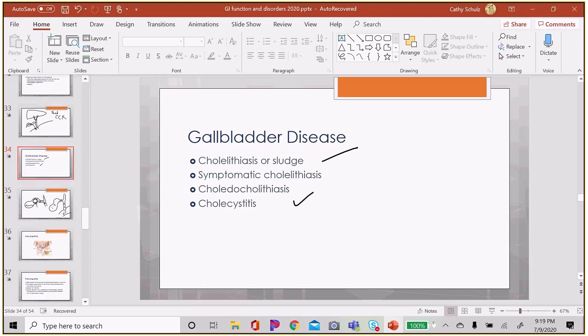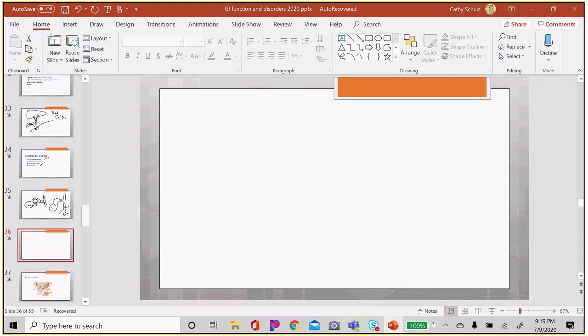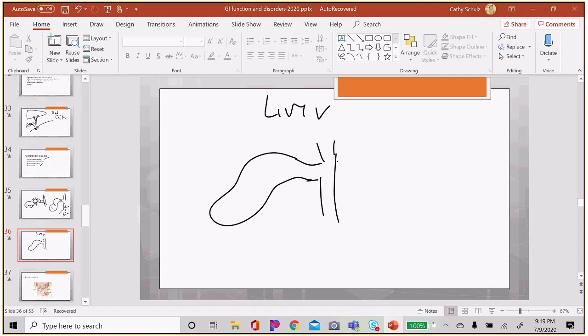You can develop choledocholithiasis, which means that the stone is stuck. And if the stone is stuck, then you have a greater chance of inflammation. So again, here's my gallbladder into the cystic duct, the common bile duct, which is going up to the liver. And then there is a connection in the duodenum where the pancreatic duct comes in.